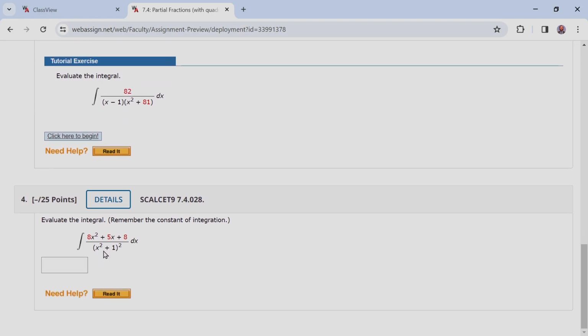As far as this last example goes, hey, we've got a degree 2 irreducible downstairs, x squared plus 1, but it's squared. So there's going to be two factors in this decomposition, one factor over x squared plus 1 and another factor over x squared plus 1 squared. If that squared downstairs was a cube, you'd have three factors, one for x squared plus 1, x squared plus 1 squared, and then that factor cubed would be in the denominator of the third. But since we only have two factors downstairs, we'll have an ax plus b over x squared plus 1.